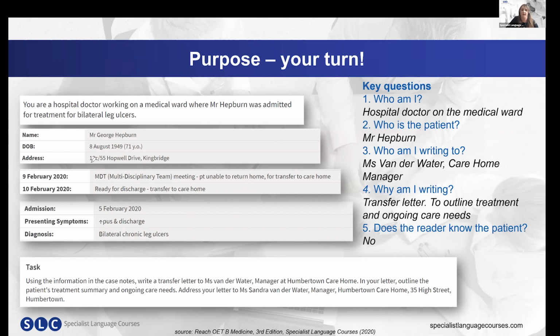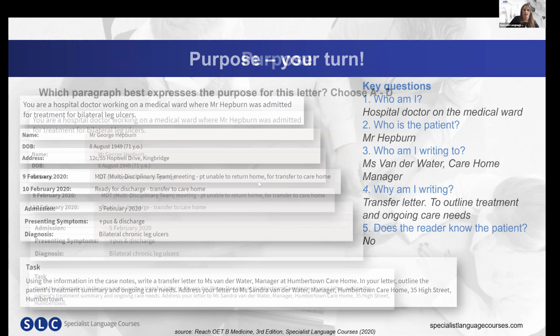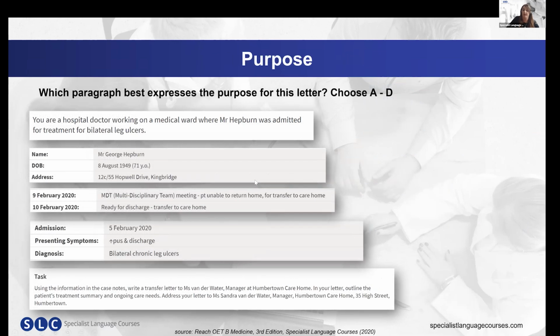So we come to the case notes and we can see his address here is different to the address of the care home. That's our first clue. But then we can also check our notes, and here it tells us very clearly the patient is unable to return home, transfer to a care home. So we can assume that Ms. van der Water does not know Mr. George Hepburn already.